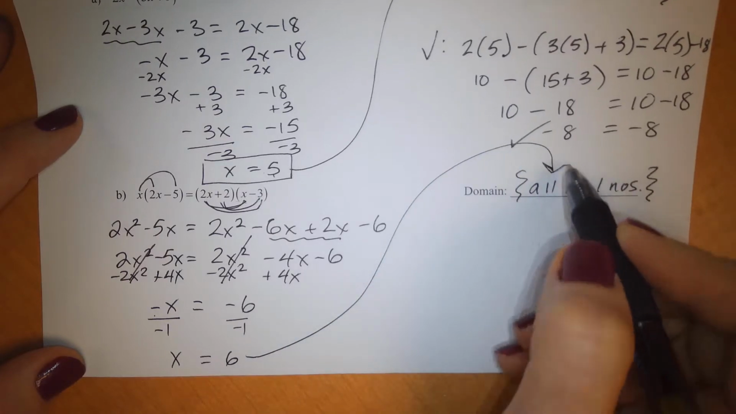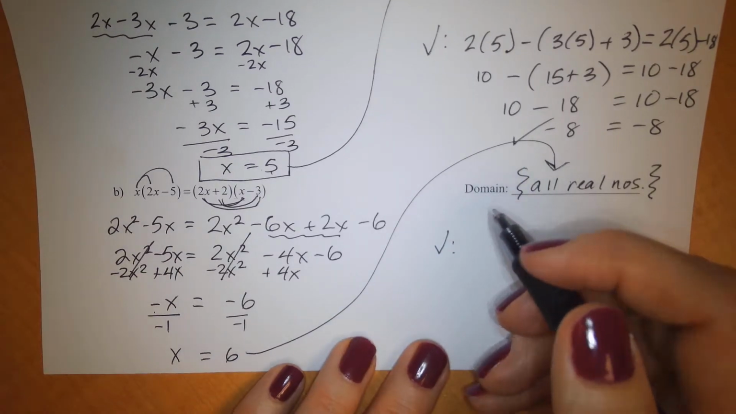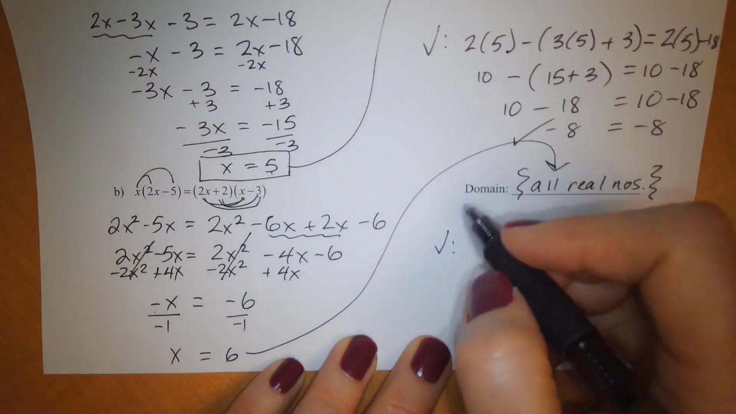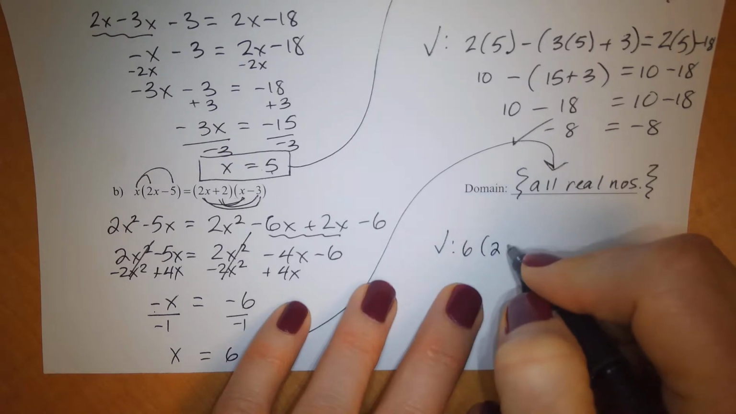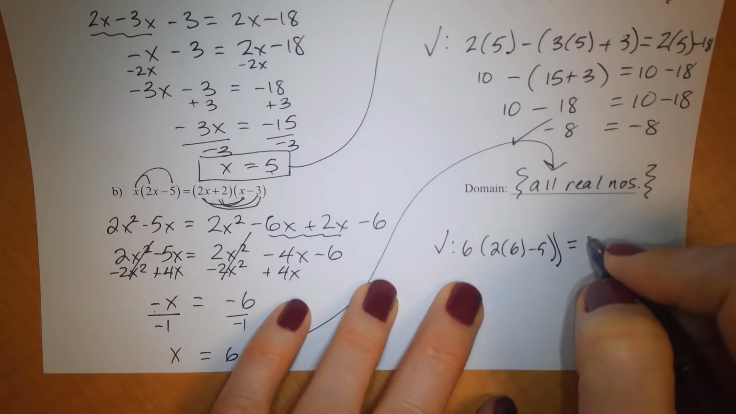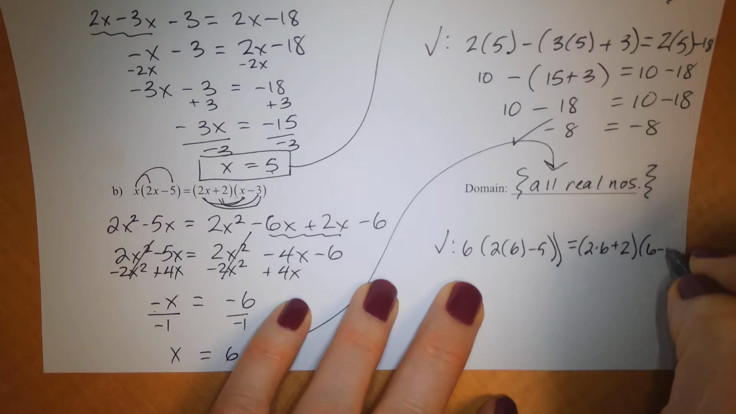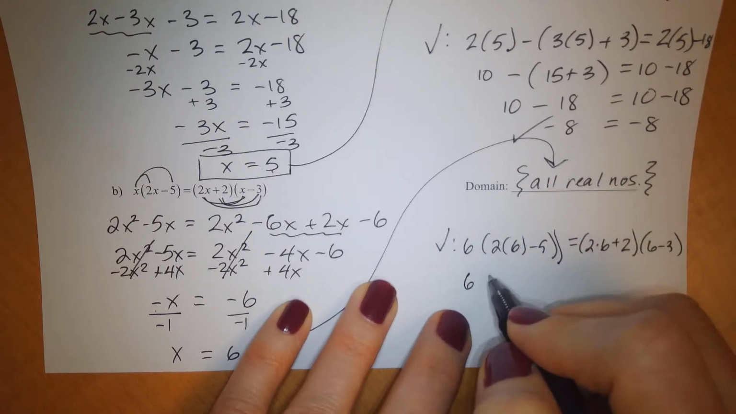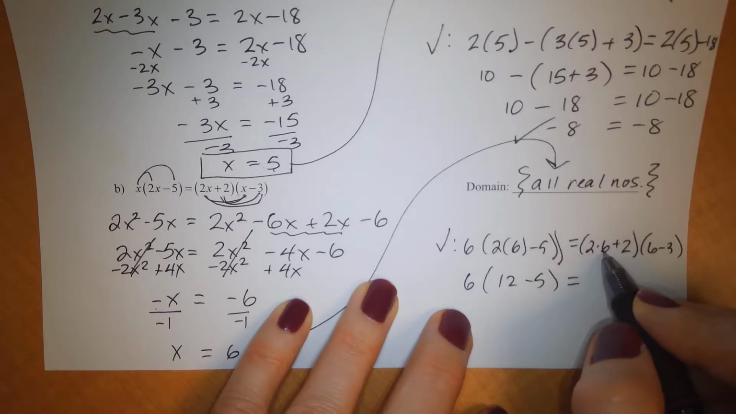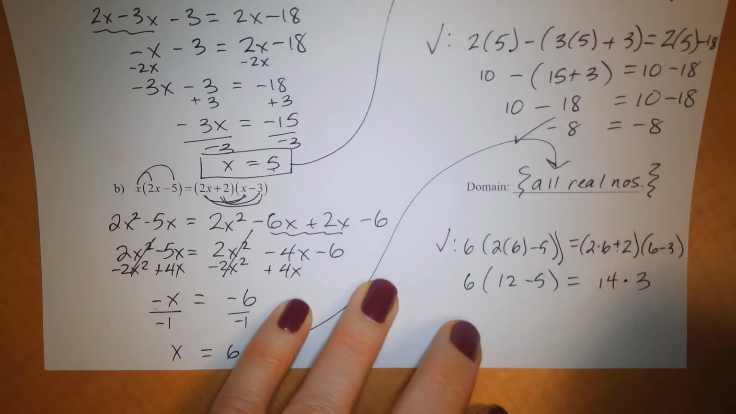X definitely is in my domain, but let's also check to make sure it's the accurate solution. So we go up to the original and we put in 6 for x. So 6 times 2 times 6 minus 5 equals 2 times 6 plus 2, 6 minus 3. So this is 6 times 12 minus 5 equals, this is 12 plus 2, which is 14. 6 minus 3 is 3.